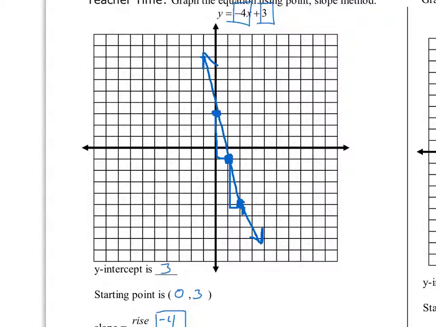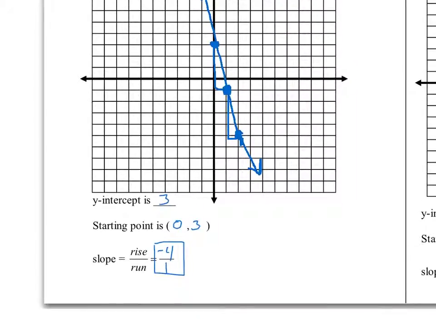Remember, we wrote down our slope earlier as rise over run, -4 over 1. So it's a -4 rise, that's why we went down 4. And then our run is 1, so that's why we went forward 1.